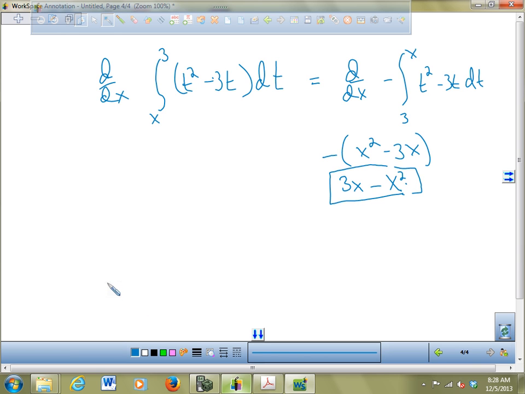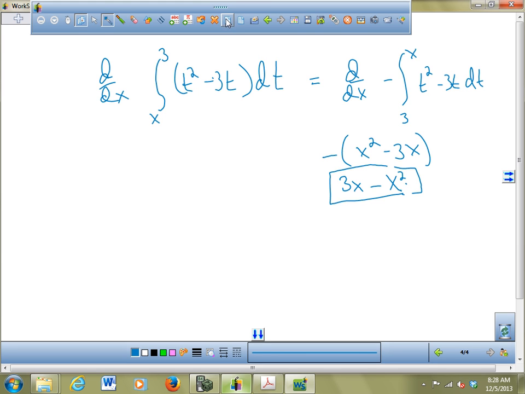Yes? Why do I flip it? Because I like positive. I don't like to read with a negative coefficient. Does that make sense? Good. Questions? Now it gets a little bit more confusing. Two more problems and then I'll be done.